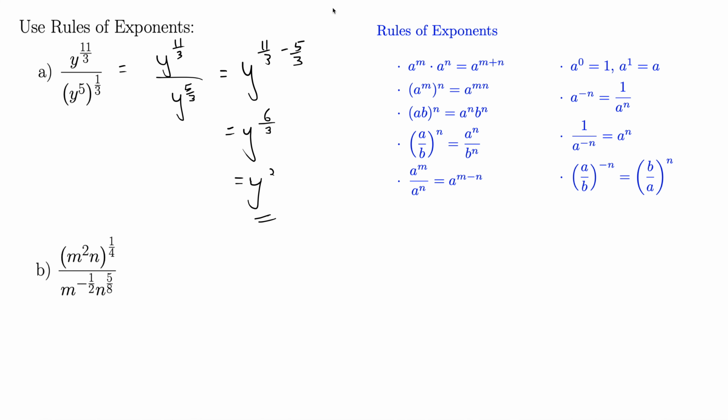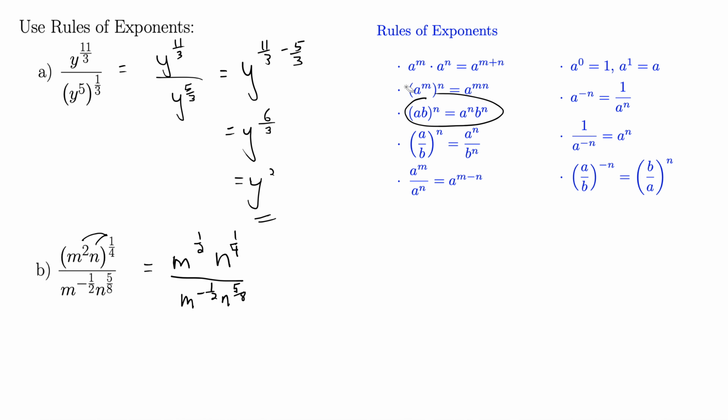What I'm going to do here, I think, first is use this rule here and take that 1/4 through to both my terms. This gives m to the power of 2 times 1/4, which is m to the power of 1/2, times n to the 1/4, all over m to the negative 1/2 n to the 5/8.